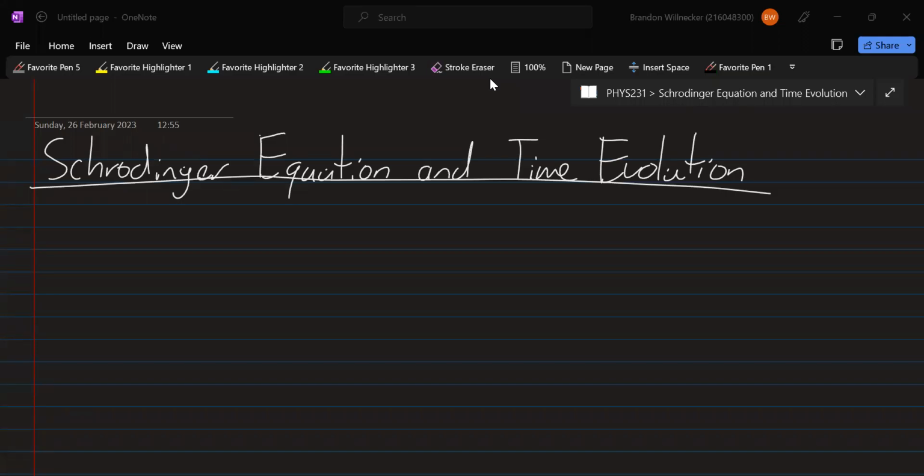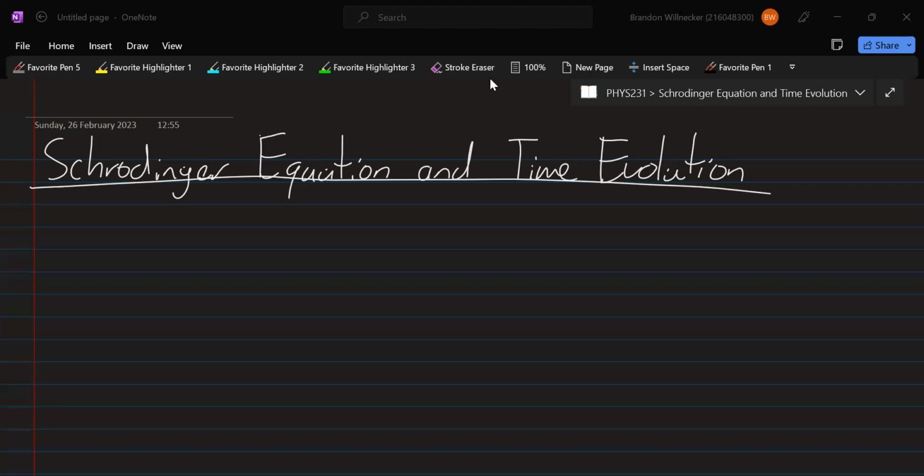Hello. So in today's lecture, we're going to be looking at the Schrödinger equation and time evolution. First, we're going to go through how we find that unitary time evolution operator that we discussed last time. In the last lecture, we saw that the time evolution of a quantum system was given by a unitary operator acting on the state, and that was one of the axioms. So we just say that the time evolution is given by this unitary operator acting on the state.